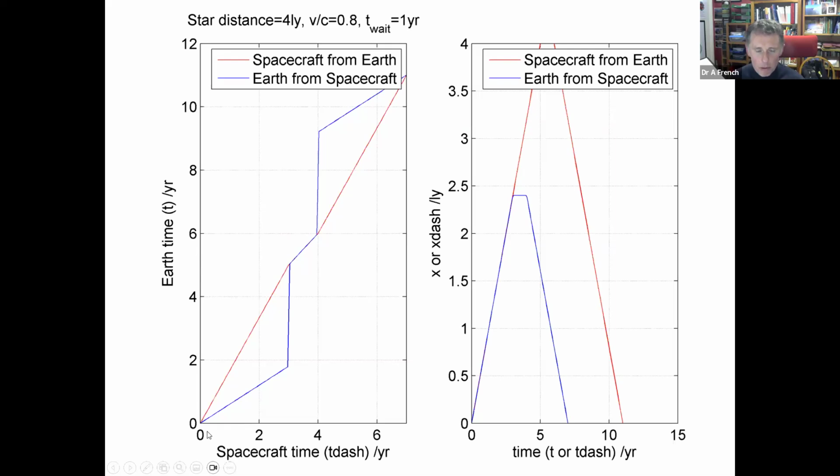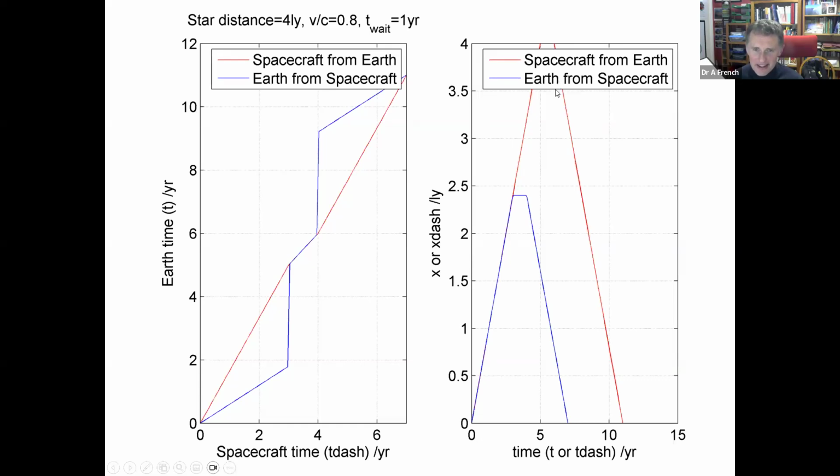And this is what we've got, a space-time diagram, which is the distance versus the various times. So let's look at the Earth from the spacecraft. Actually, look at the spacecraft from the Earth. That might be the easiest one to start off with. So that's 11 years, right? And it goes 4 light years away. It waits for a year and comes back.